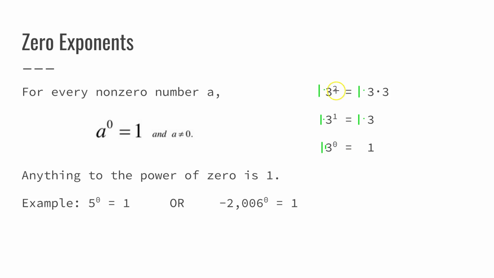Up here, this means we have 2 3's being multiplied. So we wrote those down. 3 to the first means we only have 1 3 being multiplied. So it's just chilling by itself. 3 to the 0 means we don't have any 3's at all. So if we get rid of it, it's completely gone. Then what's left? The number 1 is. That's actually why anything to the 0 power is 1, because of those floating invisible 1's. So anything works that way.